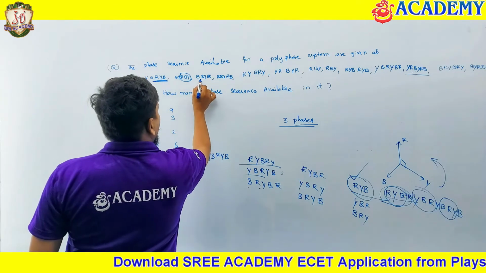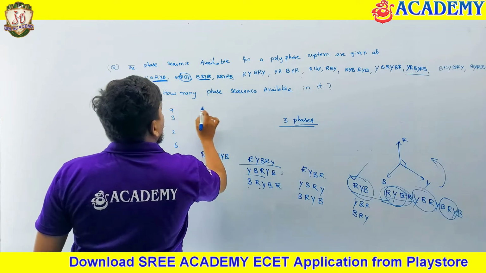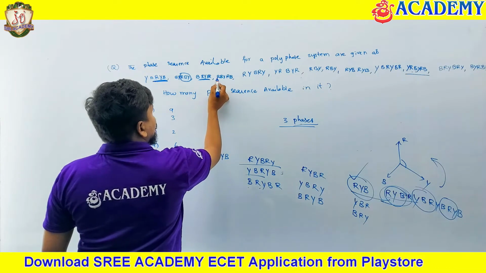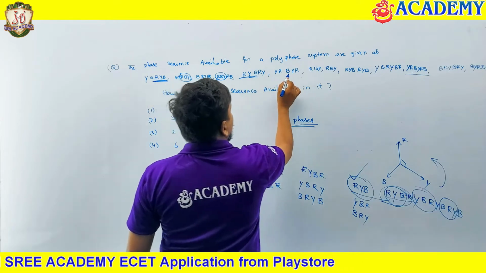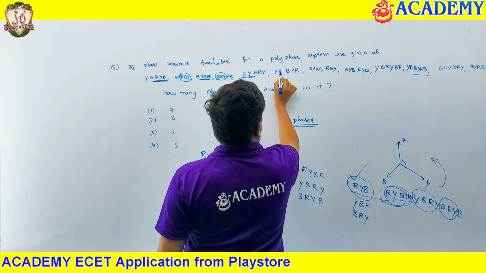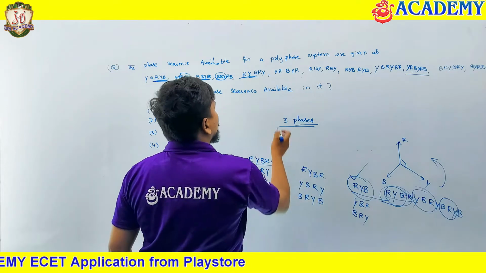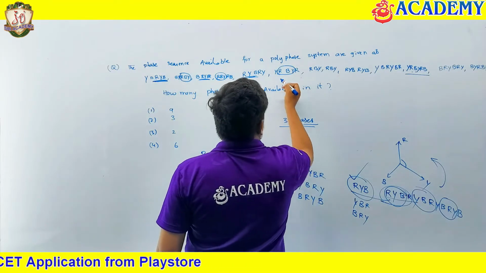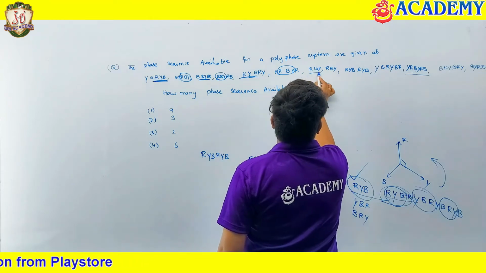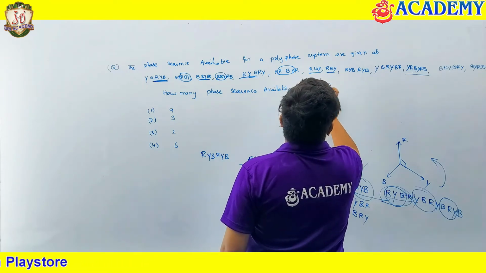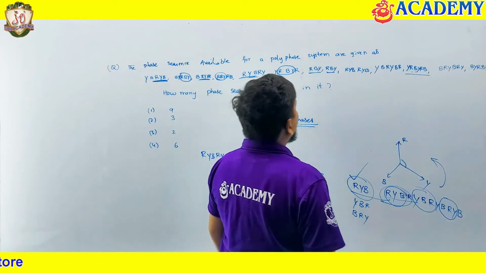So this is RYB, RYB. This is RBY, okay, RBY. This is RYB, okay. So this is RBY. From the R, if you check, you will definitely get, okay. So this is RBY, okay. So this is RBY they have mentioned, okay. So this is RBY. This is RBY, okay. So this may be RBY and RBY, okay.